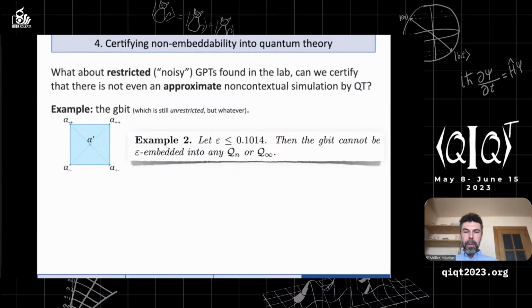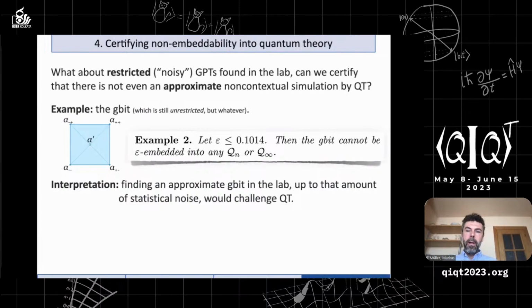So what we prove in our paper is, in fact, the gbit cannot be embedded into quantum theory of any dimension or even infinite dimensions up to an error that's better than 10%, like this 0.1014 or so, which is not the optimal bound, but something we can prove. So if your error is less than that, then the gbit cannot be non-contextually simulated by quantum theory. If you find a gbit in your laboratory with statistics that's better than this epsilon, you should be really surprised. That's the interpretation. This would challenge quantum theory if you find that in your laboratory.